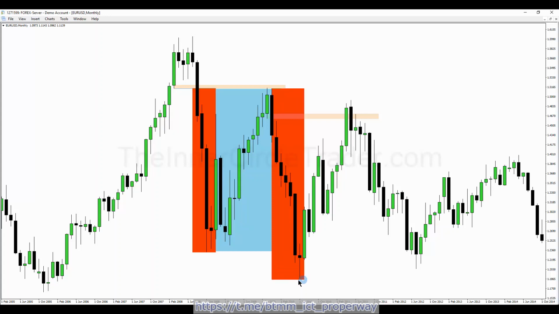Now notice what's happening again. The bodies of the candles are violated with this down candle here. We clear out the stops. And again, we mentioned that it's retracing back into this bullish order block.